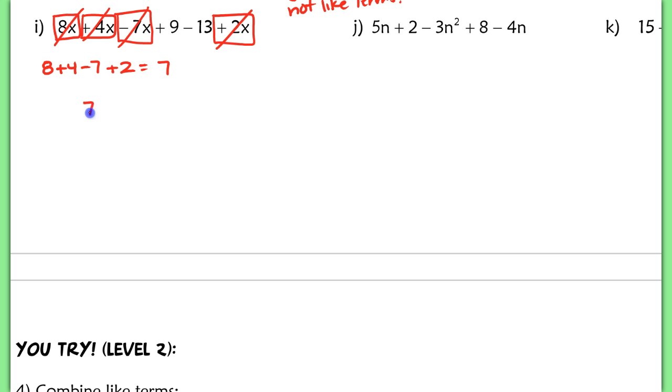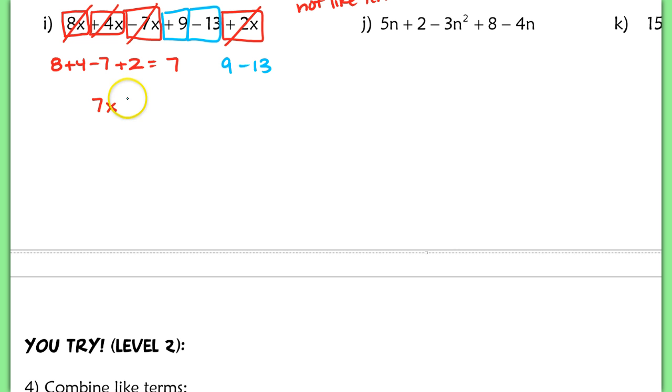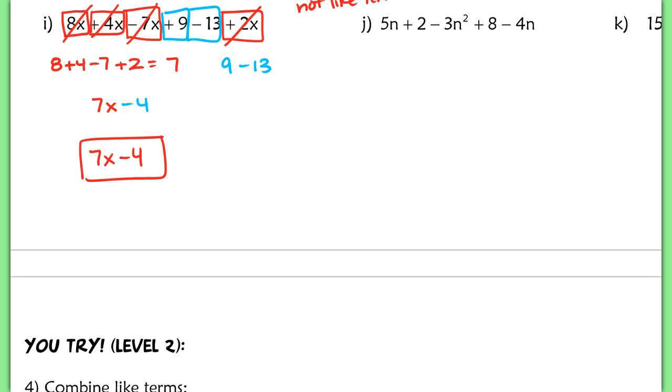So I need to make sure that I attach an x back to that. Okay, so I have 7x, and then I'm going to do the last terms left over. I have a positive 9 and a negative 13, so in my calculator I just type in 9 minus 13, and that gives me negative 4. Now these two terms are not like terms, so I leave that as 7x minus 4. This is my final answer.